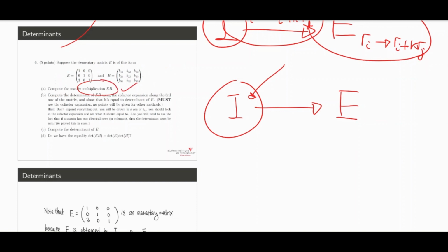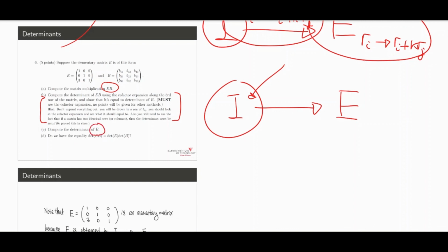This is something that you know how to do from before. And then I want you to find the determinant of EB. Okay, so I want you to compute. Don't multiply everything out, because the computation is going to be a mess. So I'm actually asking you to do a cofactor expansion along a particular row. And then I want you to compute the determinant of E.